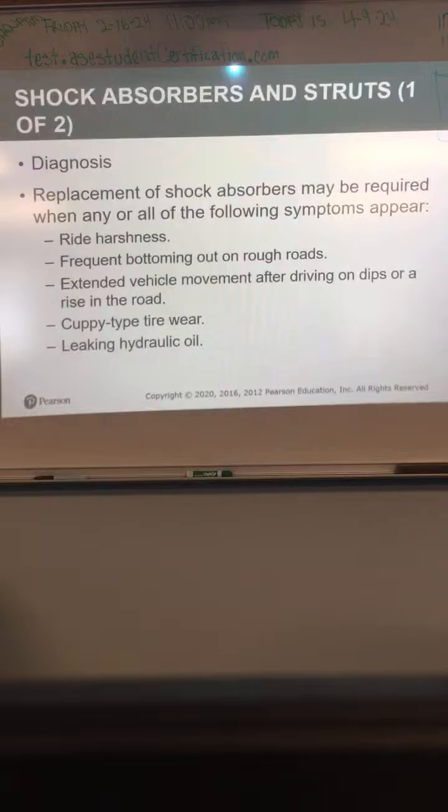Replacement shock absorbers may be required when the following symptoms appear. This is an indication of shocks or struts that are worn out: ride harshness, frequent bottoming out on rough road, extended vehicle movement after driving over dips or a rise in the road, cuppy tire wear, and hydraulic oil leaking from the shock.